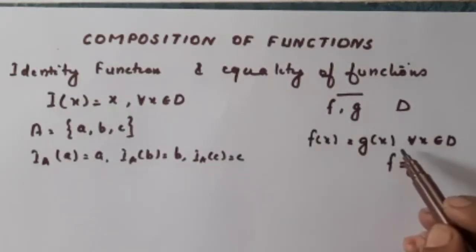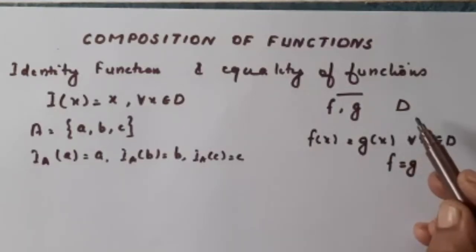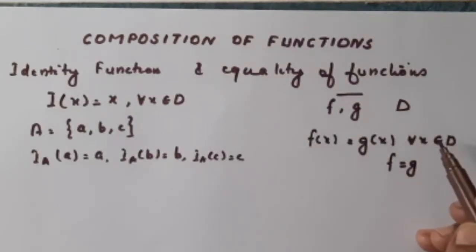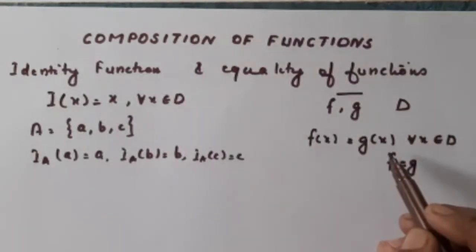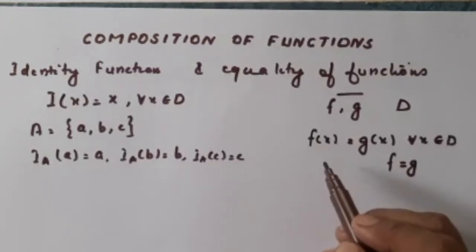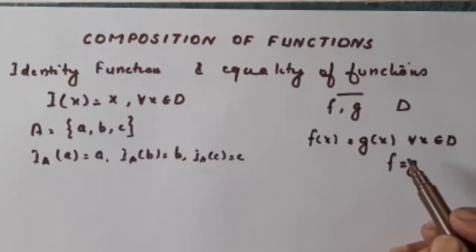Then f and g are said to be equal when the two functions f and g are defined on the set capital D, which is the domain of both functions, and f of x equals g of x. That means the image of each element under f and g is the same. In this case, we call these two functions equal.